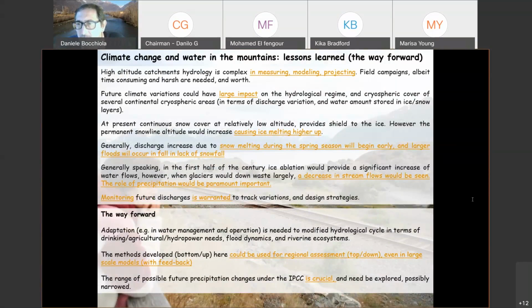Okay, there is a question from Kika. If I understood it correctly, the ice is melting faster in temperate regions. What about the tropical areas such as the tropical Andes?